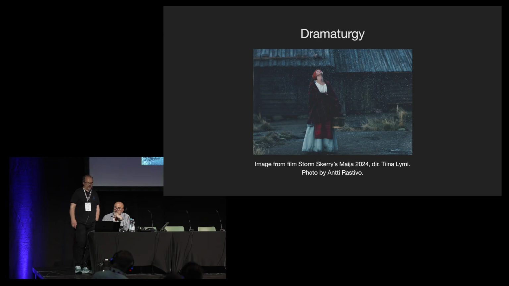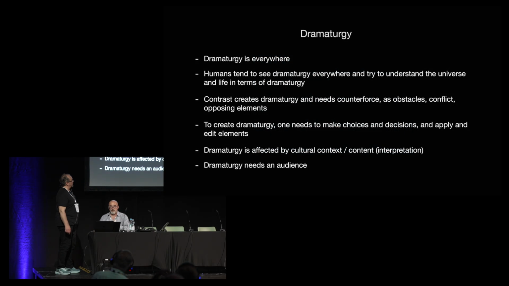As a first task, we ask the students to define what is dramaturgy. Answers and questions we receive seem to circle around the same kind of observations year after year. There's a collection of the ones which we always get. For example, that dramaturgy is everywhere. And this, I think, is very crucial, that humans tend to see dramaturgy everywhere and try to understand the universe and life in terms of dramaturgy.